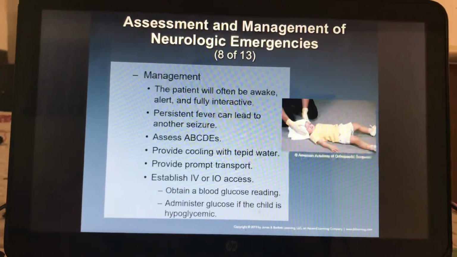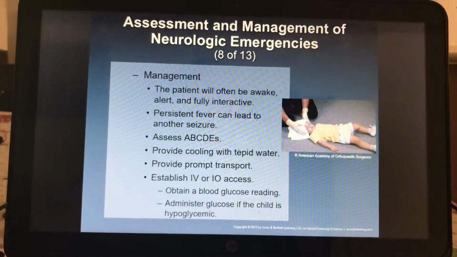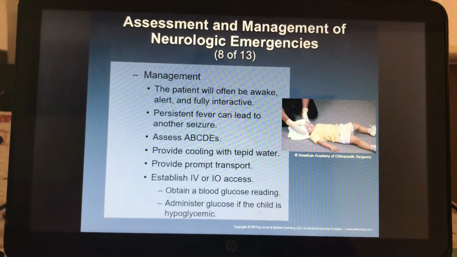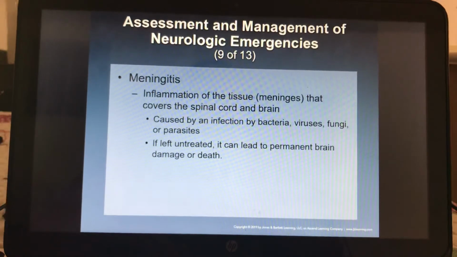Be careful with how you cool them. They're saying use tepid water, which means kind of warm. Just kind of keep them warm. But remember, once you put water on them, water will pull heat from the body very quickly. So they will get cooled down very quickly. But also check their glucose. Make sure they haven't burned up too much glucose, because even if they do have a seizure, that'll burn a lot of calories. Meningitis, we've already talked about.